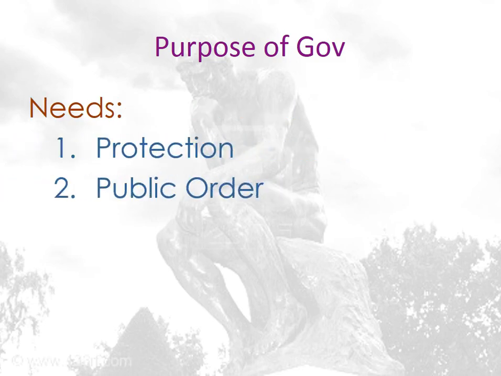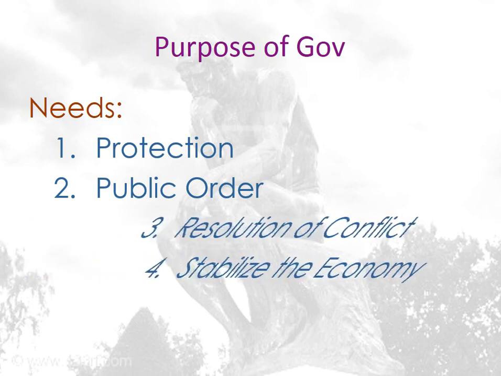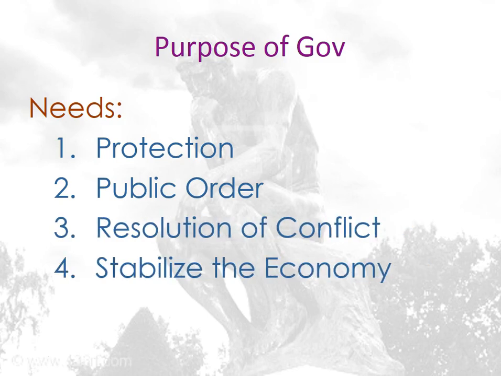So again, if we talk about the needs of people: number one, protection. They need to be safe. Number two, public order, not having chaos within their lives. Number three, resolve conflict. If we do have some type of disagreement, it's up to the government to solve that disagreement. Number four, to stabilize the economy. That doesn't mean control the economy, but it does mean that if the economy is out of control, the government needs to do something to help fix it.